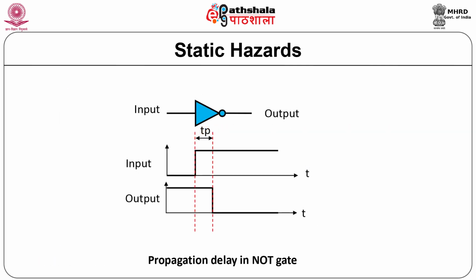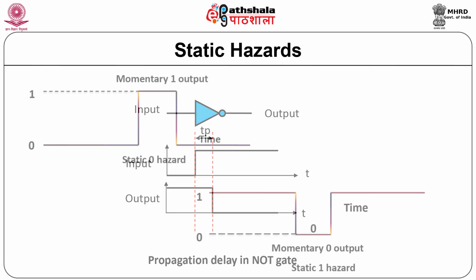Propagation delay is a time associated with any digital circuit and is the time between when an input to the circuit changes until that change propagates through the circuit and changes the output. Every logic gate has its own propagation delay and is dependent on the fabrication technology of the device. This figure indicates the propagation delay in the NOT gate.